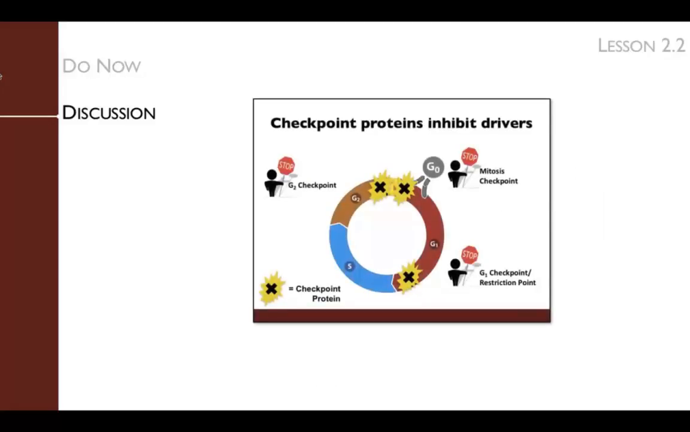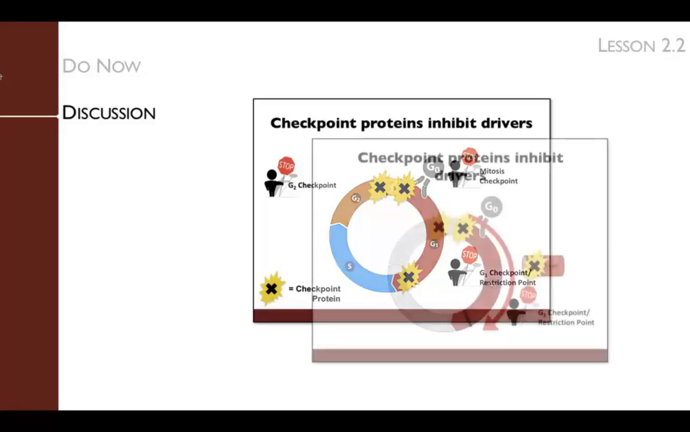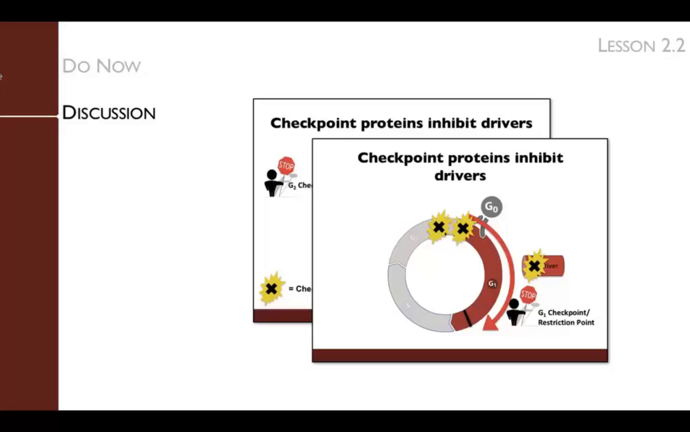Checkpoints stop cells passing through the cell cycle by interfering with the drivers. Each phase of the cell cycle has its own checkpoint protein. This checkpoint can attach to the driver that is active during that phase and stop it from working. The full set of slides is animated to illustrate how each checkpoint protein inhibits its driver.